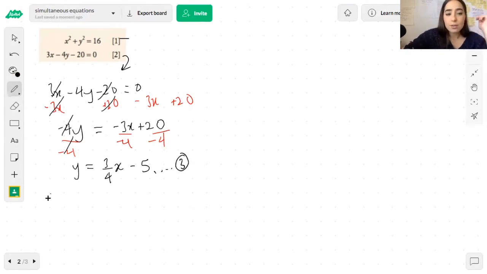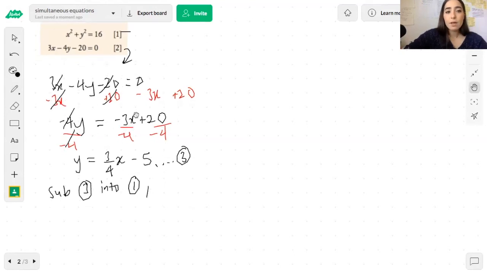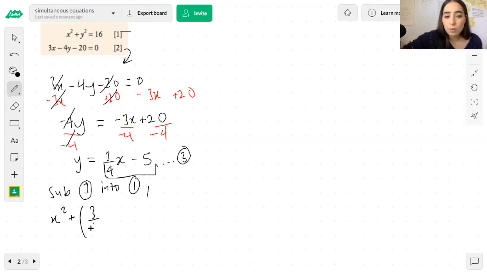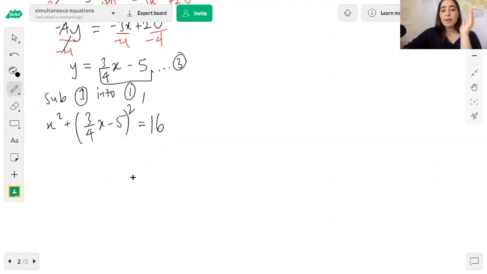So now I'm going to sub equation 3 into equation 1. Okay, so equation 1 reads as x squared plus y squared, and we know that y has this value over here. So we're going to use a bracket, and we're going to substitute the y value in as 3 over 4x minus 5, and we're going to square that because that's being squared up there, equals 16. Now it's a matter of algebra. And that's what I think makes this question a little bit tricky.